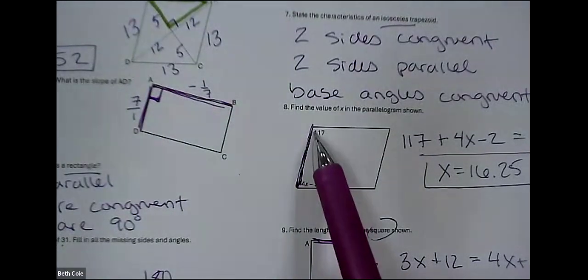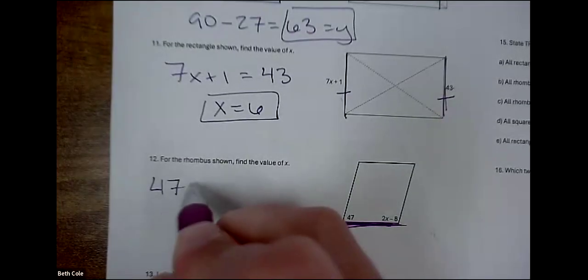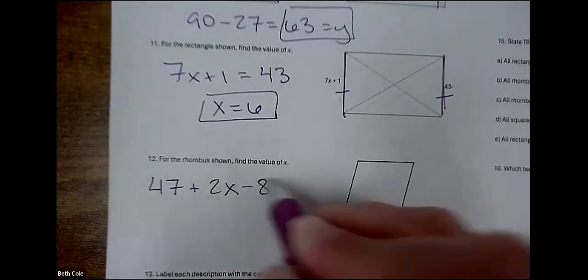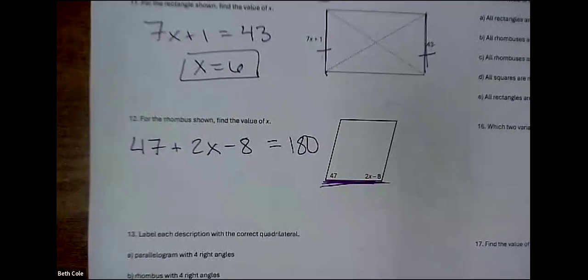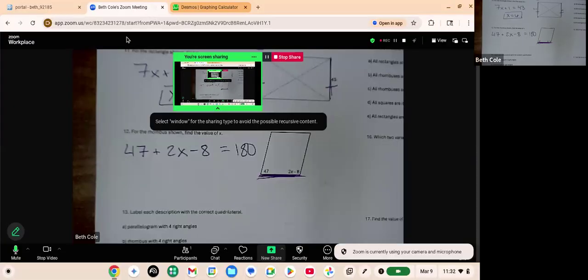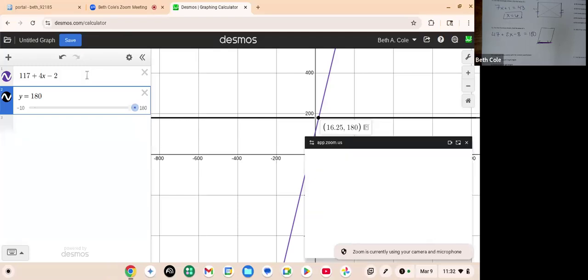All right, number 12 is exactly the same as number 8. Do you see how you have 2 angles and they're on the same side? That means we're going to add them together, and it should equal what? Add them together, and it should equal 180. And I will put that one in the calculator because I can't do that one in my head. So I'm going to add them together to equal 180. Oh, I already have the 180 in there, so.